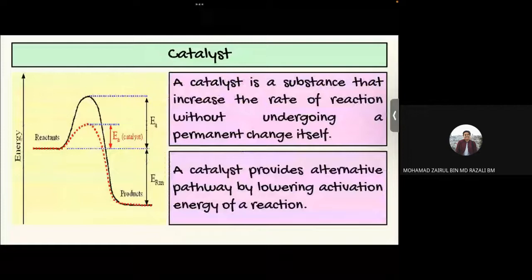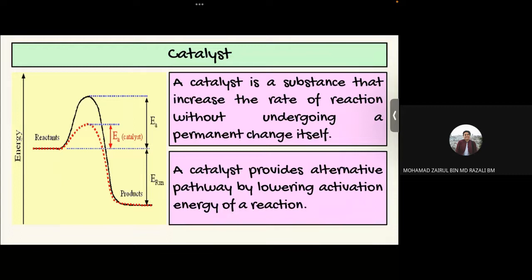Okay, catalyst. Catalyst ni is the substance that will increase the rate of reaction. Dan macam mana kita increasekan rate of reaction itu adalah kita provide alternative pathway, dan normally alternative pathway itu adalah pathway yang ada lower activation energy. So lagi lower activation energy, lagi banyak molekul yang akan ada energy greater than or equal to the EA. So maknanya lagi banyak produk kita hasilkan dengan cepat.